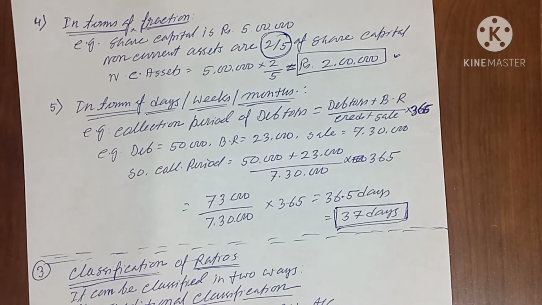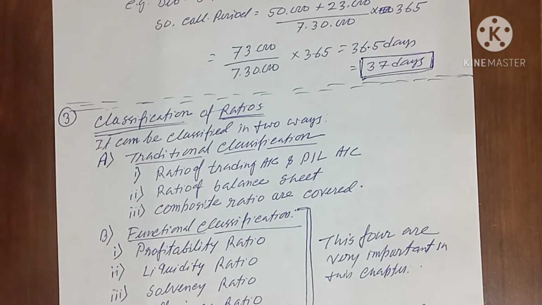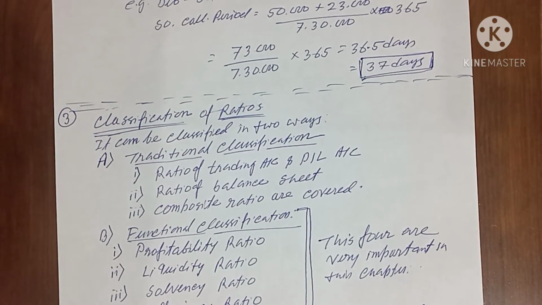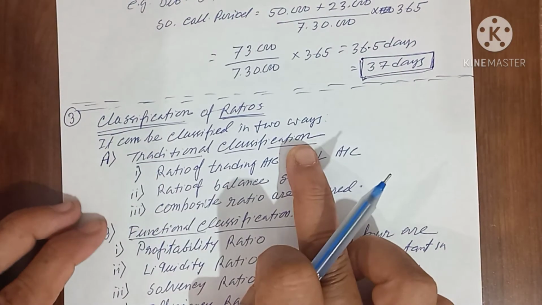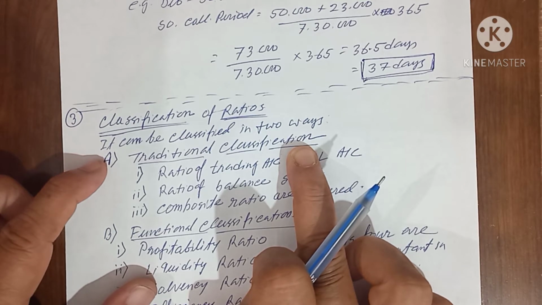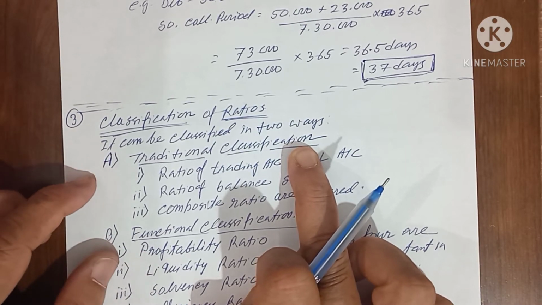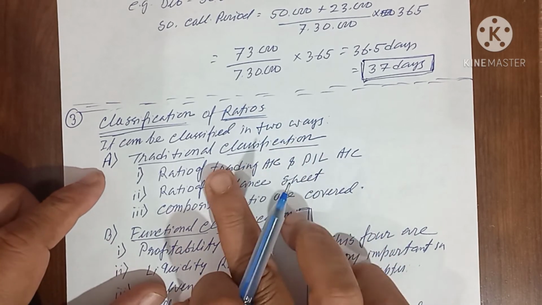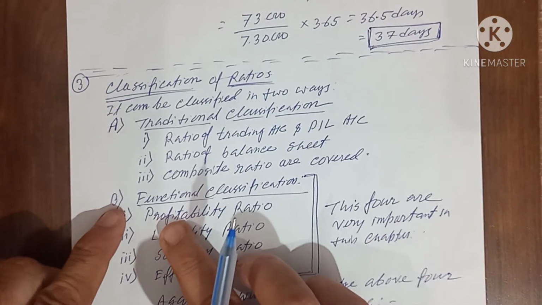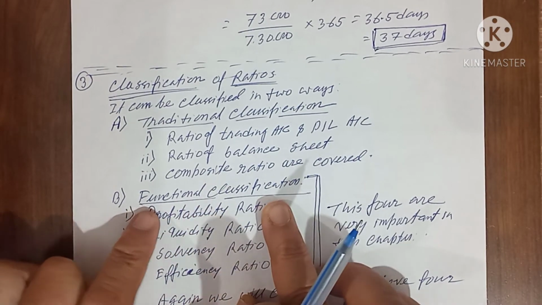Theoretical part slowly we are going to cover, and slowly we are going to enter the practical sides also. Now what you have to learn from this chapter is the classifications of the ratio. Classifications of ratio are of two ways. All the ratios given in this chapter can be classified into two ways. One, A, is called the traditional classification. Another, B, is called the functional classification.